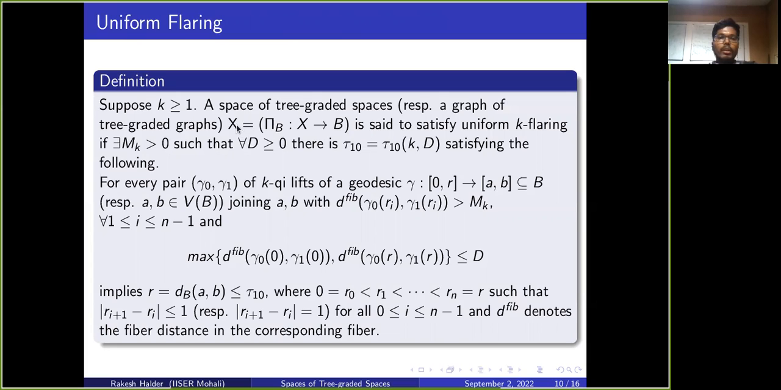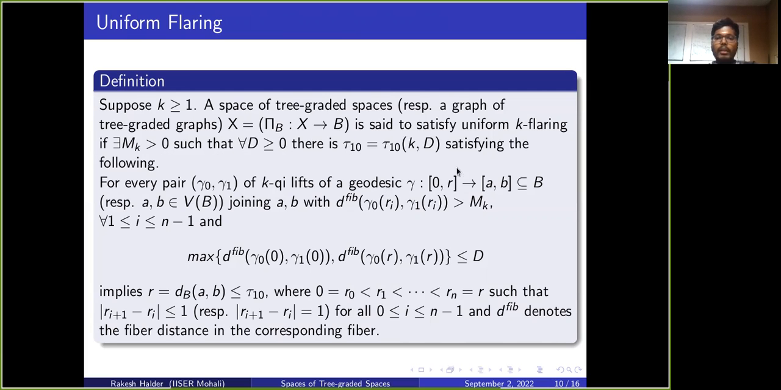So suppose π: X → B is a space of trigged spaces, and we say it satisfies the uniform K-flaring, where K is greater than or equal to 1, if there exists M_K greater than 0 such that for all D greater than or equal to 0 we have a constant τ satisfying the following. Before that, let me define the QI lift.